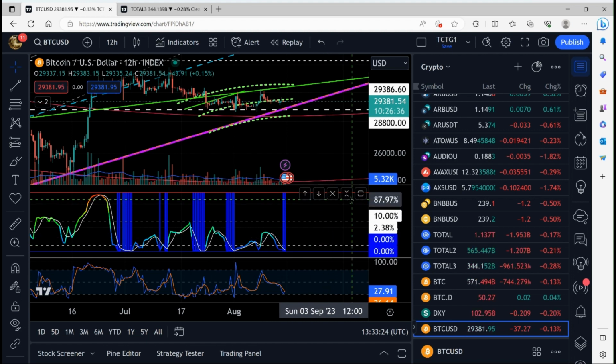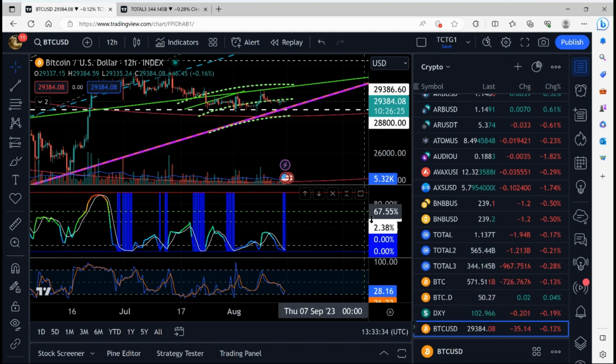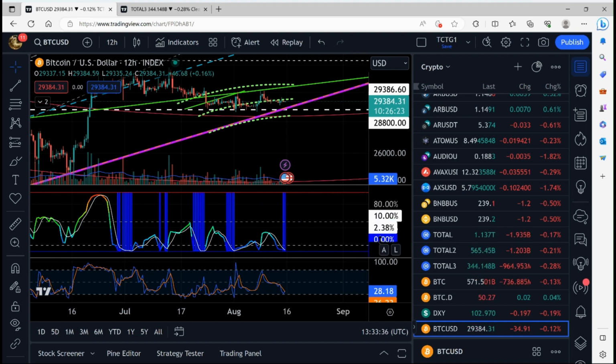Anyway, 12-hour time frame. I'll try to keep my cursor out of the way, because when I hover over here it hits on things and blocks out what I'm trying to show you. So down here, you can see 0% on the 12-hour time frame on the BBWP indicator, which indicates the Bollinger Band width percentile.